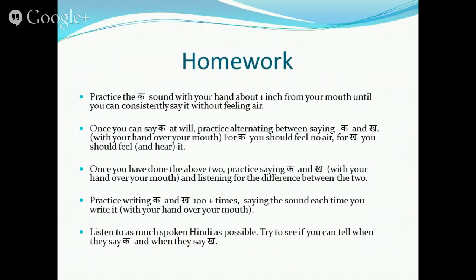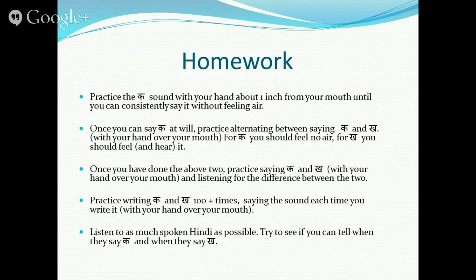So, for homework, we have five steps here. The first step: practice the ka sound, of course, with your hand about an inch from your mouth until you can consistently say it without feeling air. So you can do it at will. Ka, ka, ka, ka, ka. No air.